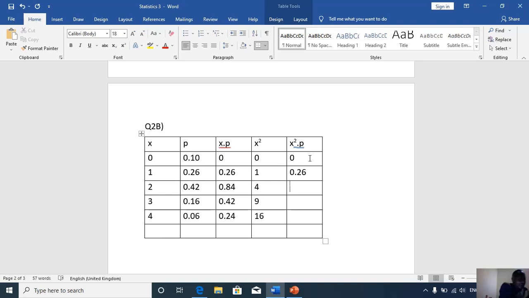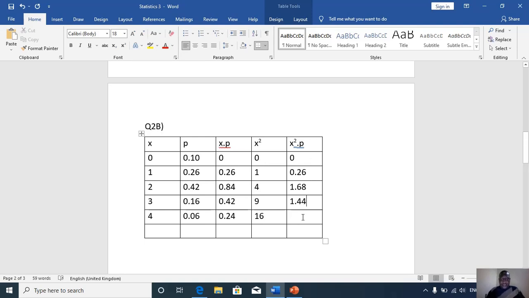Okay, so we're looking at 0.42 multiplied by 4. That will give us 1.68. So that's 1.68 there. Then we have 9 multiplied by 0.16. So 0.16 multiplied by 9. So we have 1.44. So that's going to be 1.44.